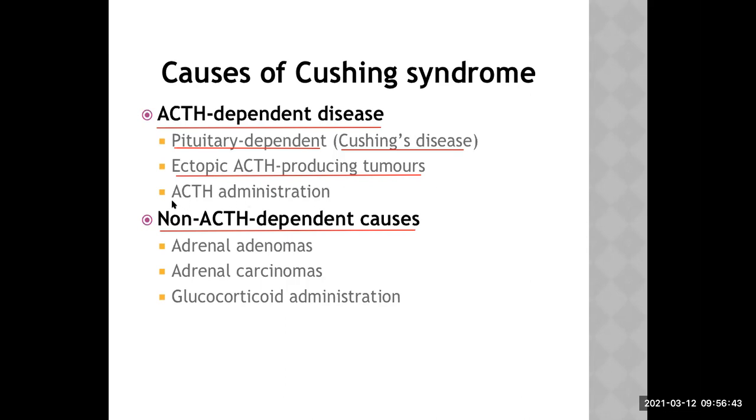And the third one is we are giving ACTH from outside, as a supplementation for a longer duration probably. So these are the ACTH dependent diseases. Now, non-ACTH dependent causes are adrenal adenoma, adrenal carcinoma, and glucocorticoid administration from outside. So these are non-ACTH dependent, and they are also important here.